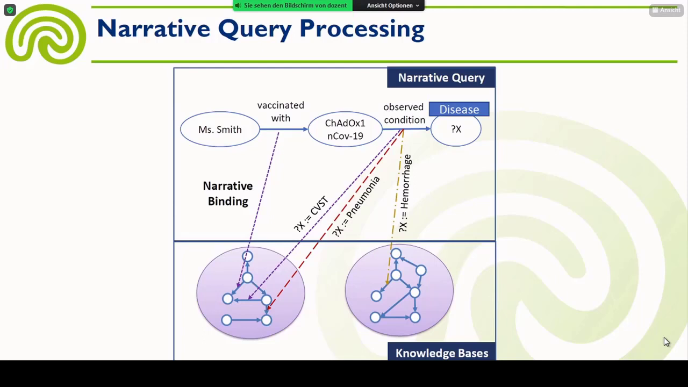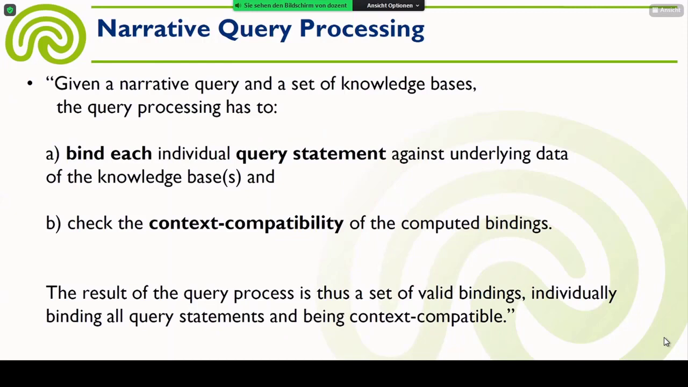If we now assume that we have a set of knowledge bases available and we try to answer the query, we might first verify, okay, indeed, Miss Smith was vaccinated, we know it. And for the observed conditions, what do we do now? Here we see CVST was observed in one case. It might apply to her case. Maybe pneumonia might apply. Maybe hemorrhage might apply. But what does this phrase "might apply" mean? It's all about the context. And this is what makes narrative query processing different from graph pattern matching.